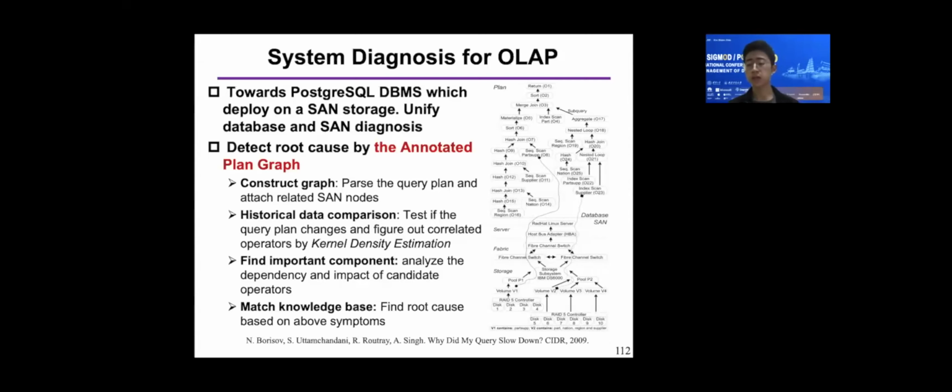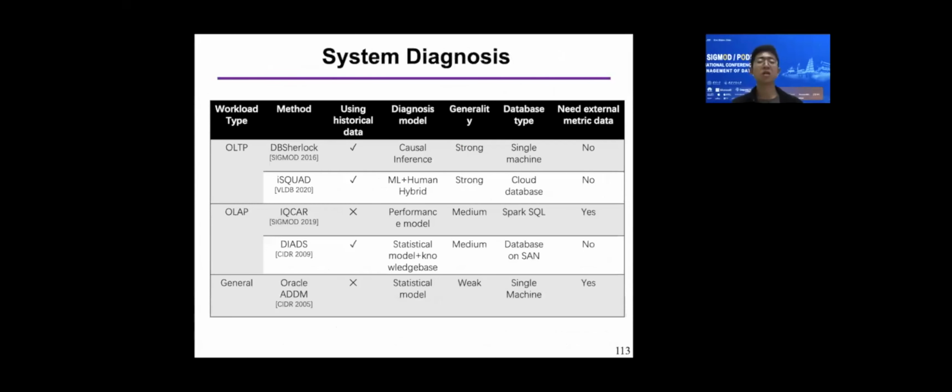And finally, the system analyzes the operator correlations and judges the important operator size. And finally, it diagnoses the root causes based on the important operator size by matching with previous problems cached in the knowledge base.